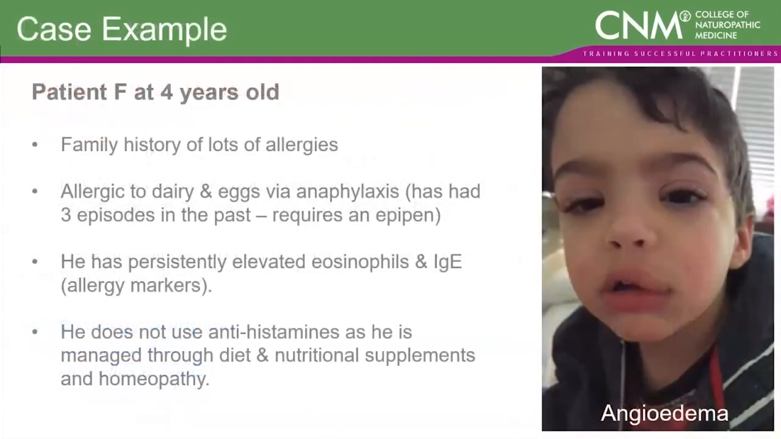And so on ending, I just want to talk about a little case example of this little patient F, who at the time of me seeing him, I started treating him when he was 4 years old. He has an extensive family history with lots and lots of allergies, mostly hay fever and asthma allergies. Unfortunately, he developed quite severe allergies via producing anaphylaxis. So he was anaphylactically allergic to dairy and eggs. He had 3 episodes historically, and he has to have an EpiPen on hand for the rest of his life.